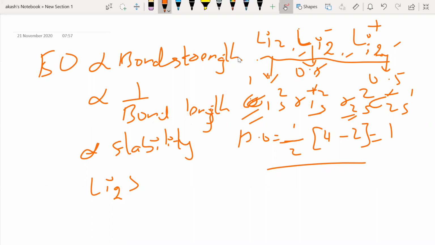Now if that's the case, you can see that in Li2 minus, you had one extra electron in the anti-bonding orbital, sigma star 2s1. But Li2 plus had just sigma 2s1. So Li2 minus had one extra electron in the anti-bonding orbital. So what will be the order then? Li2 plus, then you have Li2 minus.